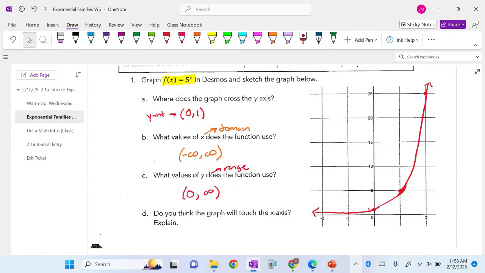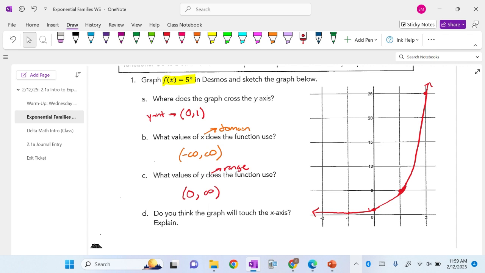Now, here's my question to you. Do you think the graph will touch or even cross the x-axis? Take a minute, look at Desmos, think about it. All right. Thumbs up if you think it will touch the x-axis. Thumbs down if you think it won't. 1, 2, 3, go. Okay, I got some mixed reviews here. For those of you who said it will, someone tell me why you think that is. And again, there's no right answer. Just what's your opinion? Why do you think it's going to touch?